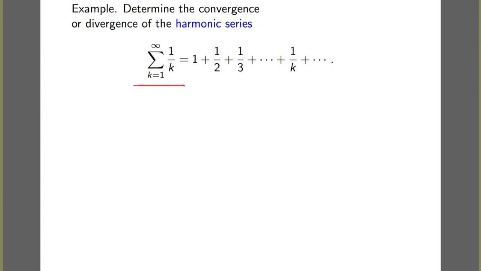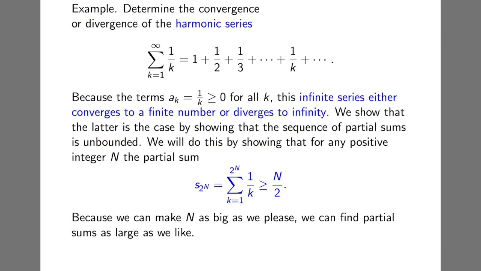Now, we're going to actually show that this series diverges to plus infinity by showing that its sequence of partial sums is increasing and bounded above. Okay. Because the terms a sub k equal 1 over k are non-negative, this infinite series either converges to a finite number or diverges to infinity. We will show that the latter is the case by showing the sequence of partial sums is unbounded.